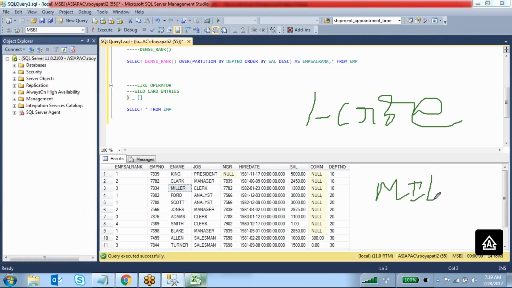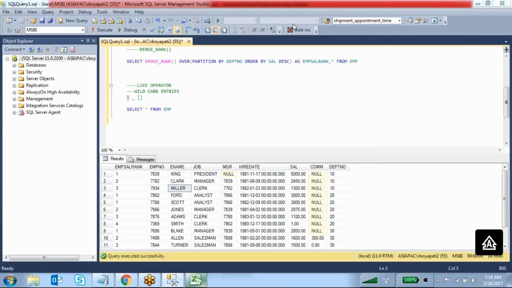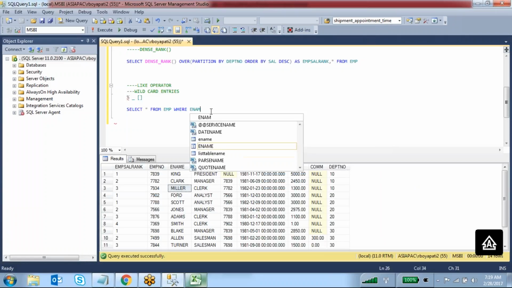You remember only MILL. So I want to find the employees whose name has MILL. How can you find out? You have to write it this way: where employee name like. For example, the employee name starts with MILL. I remember this, but after MILL I don't know what the name is. So how can you find out?